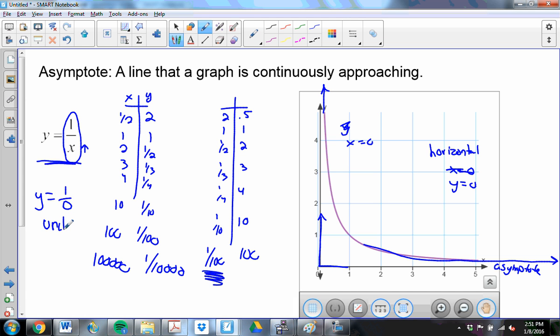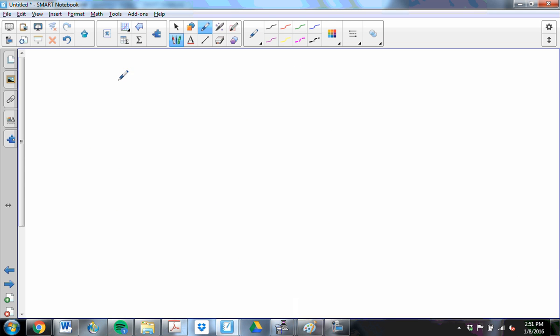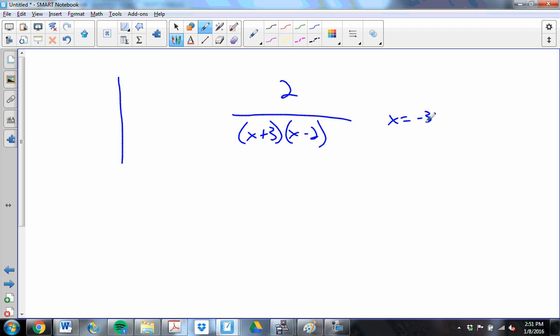So there are lots of different types of graphs that have asymptotes, but a big chunk of them happen whenever there's an x on the bottom of a fraction. This would have asymptotes at x equals -3 and at x equals 2, because those numbers make the denominator equal 0, and we can't actually plug those numbers in for x. So that's where the asymptotes would be. That's all for now. You'll see more of those in a second.